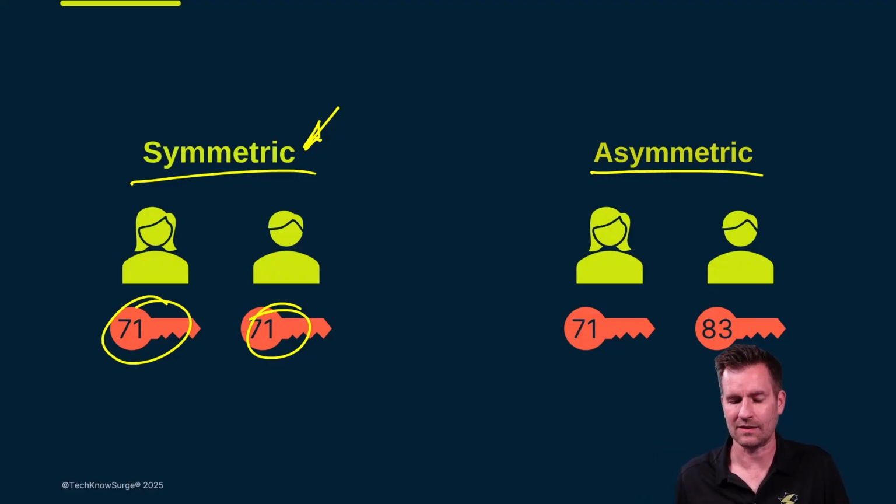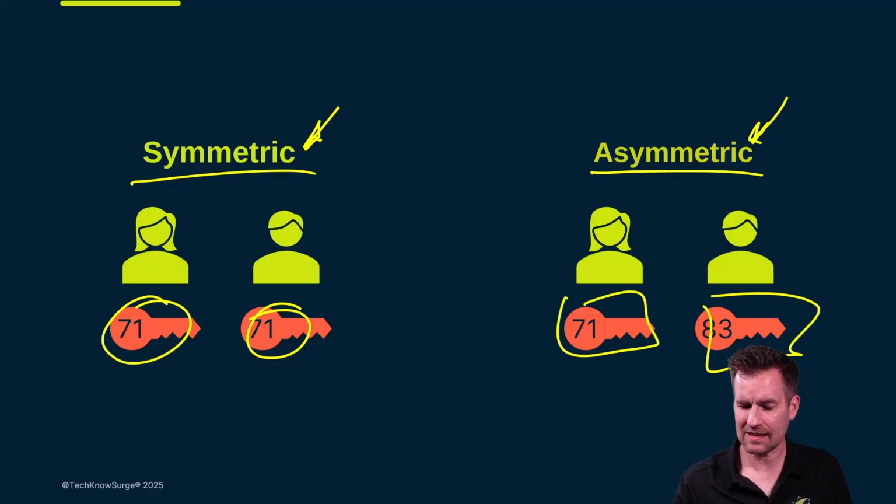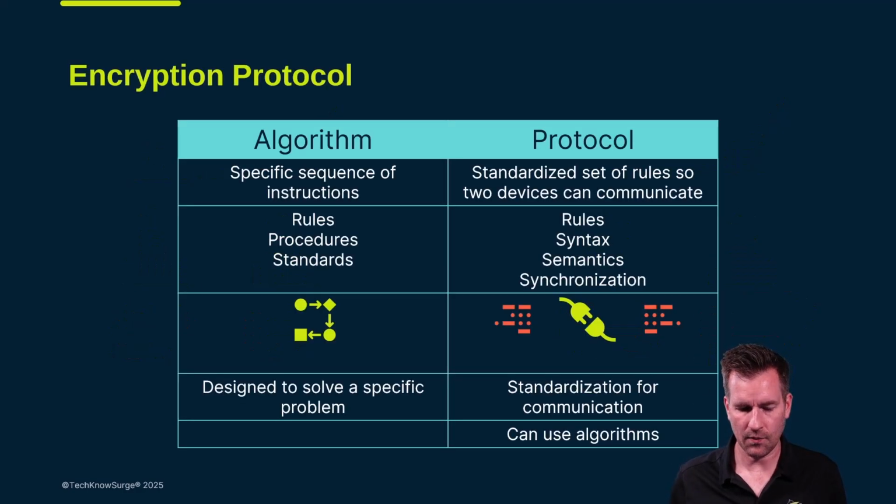Well, that's pretty simple to understand. But we have asymmetric, where it's asymmetrical. That means the keys are different. We see there are two different keys here to encrypt and decrypt. That's kind of a strange concept, that there's one key to lock the box, but another key to unlock the box. It takes two different types of keys. So those are the two types of cryptography or encryption algorithms that are out there.